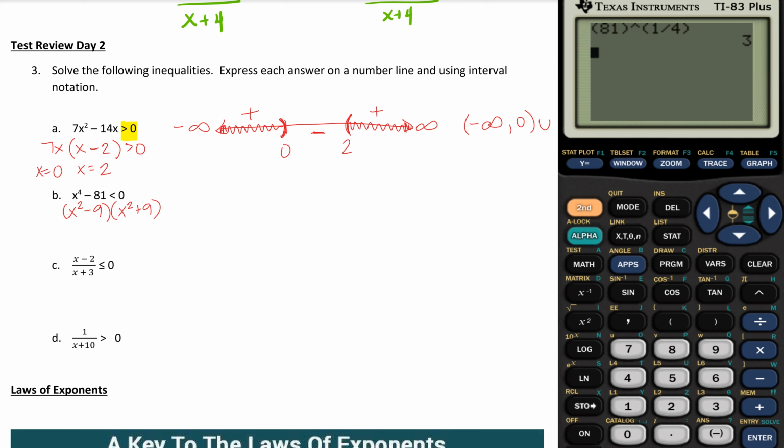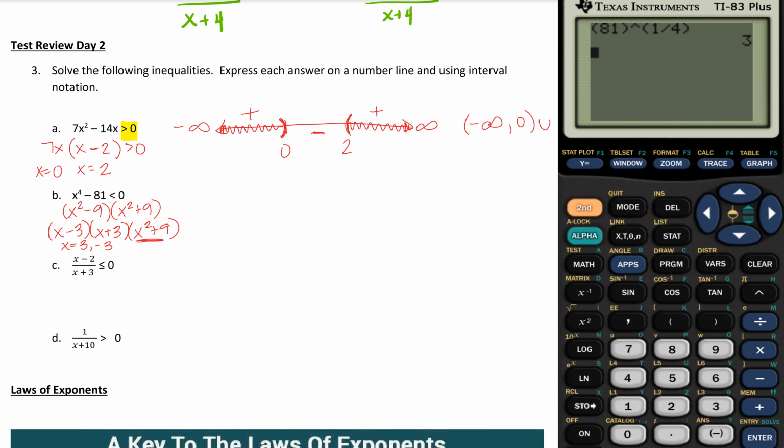And of course that x squared minus 9 factors even further to get x minus 3, x plus 3, with an x squared plus 9 still, because we cannot do a sum of two squares. If I were to solve, I'm going to get x is 3 and negative 3.